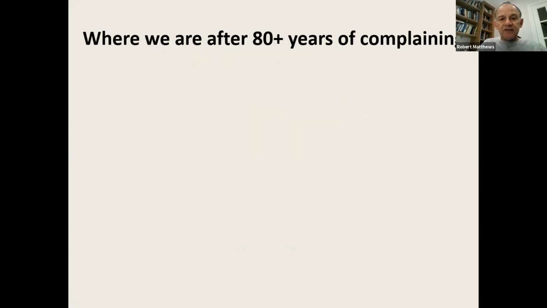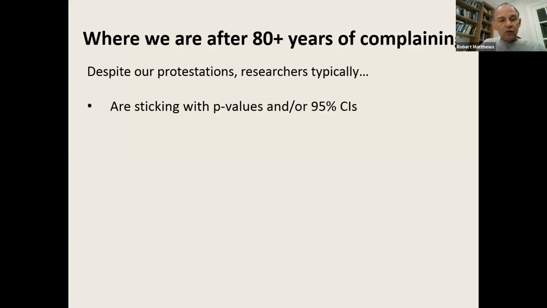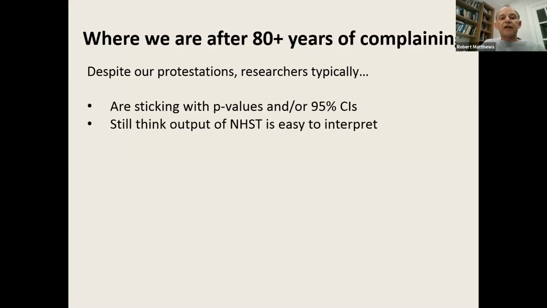It's made back over years of surveys about how inference is done, to see how we're getting on, how that's working out for us. And the fact of the matter is, as far as the progress of statisticians in changing behavior is going, it's not going at all well. Basically, your average research worker is still sticking with p-values and or confidence intervals. They still think the output of null hypothesis significance testing, p-values, is easy to interpret.